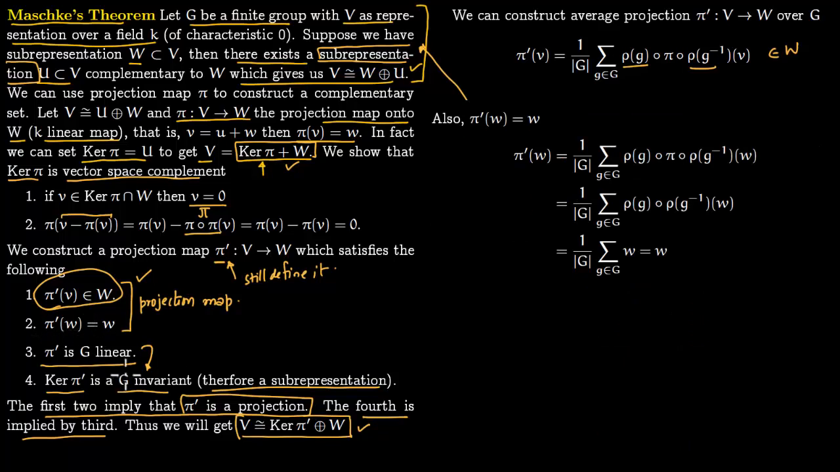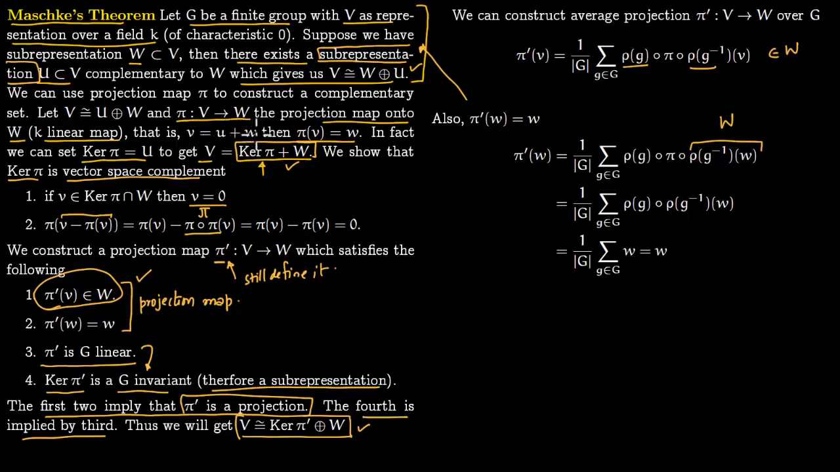Now we show number 2. For number 2, again just copy down the formula here. This we are copying down right here. So now start thinking about it. W is already G invariant because it's a sub-representation. That is the definition of sub-representation. So this is G invariant, so this is going to be some element of capital W. The element could change, but still lies in capital W. And the projection map always takes W to W. That is the definition of the projection map.